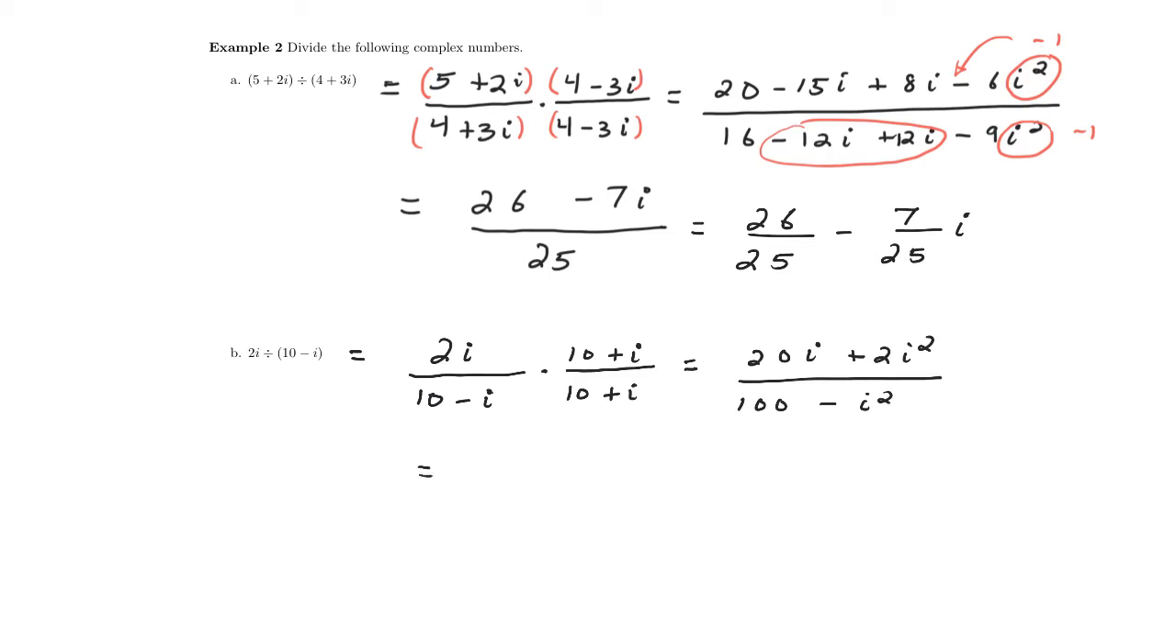All together, let's see. In the numerator, we have i squared times 2 is negative 2 plus 20i. And in the denominator, we have 100. Well, that's going to be an i squared times negative 1, so that's 101. Again, kind of a messy answer, but here it is. Negative 2 over 101 plus 20 over 101i. And that's the final answer.